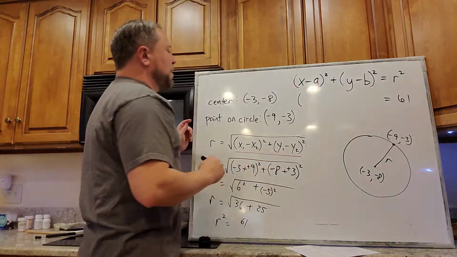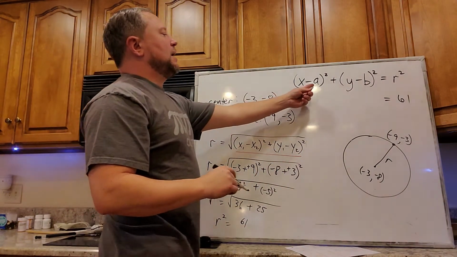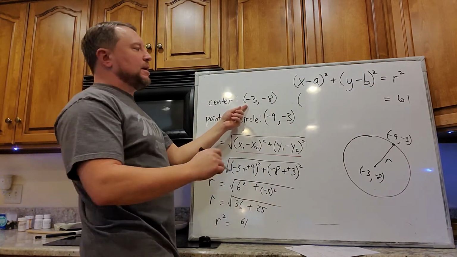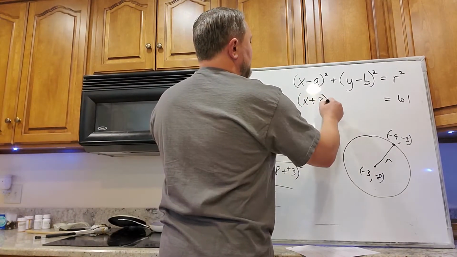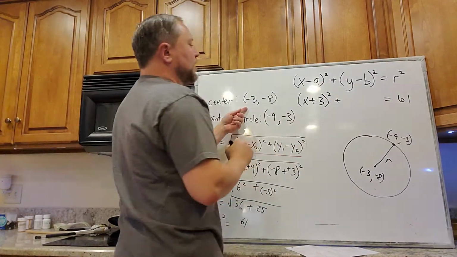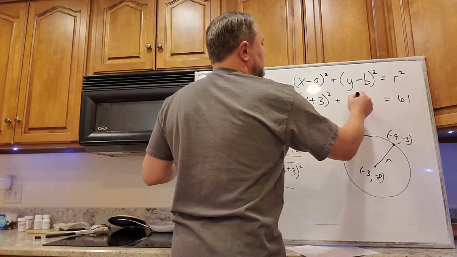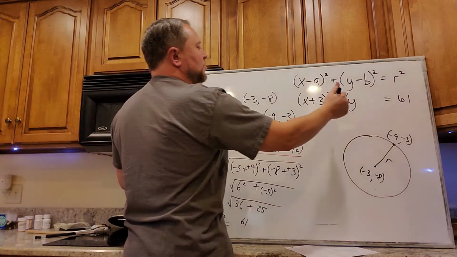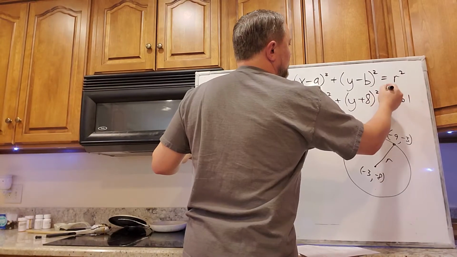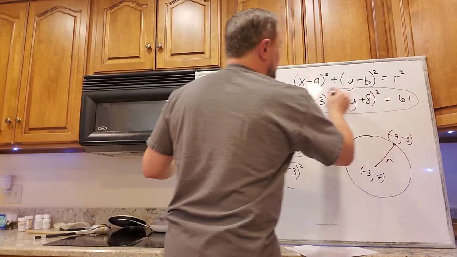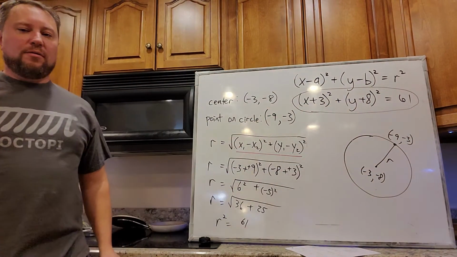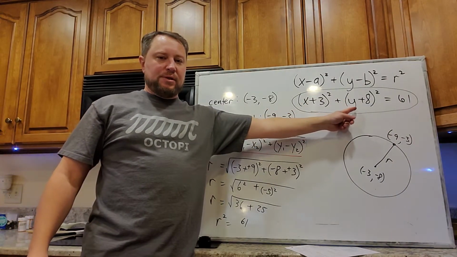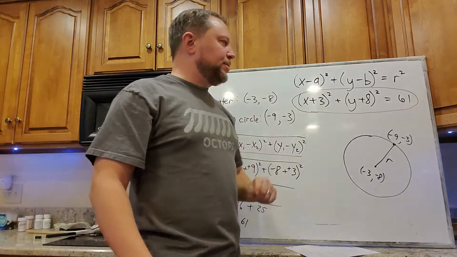And then don't forget to plug back in for your center point the opposite of your x value and the opposite of your y value. So the opposite of -3 would be +3, and square that, plus y plus 8. The opposite of -8 would be +8, squared. So there's my final answer, the equation of the circle: the quantity x plus 3 squared plus the quantity y plus 8 squared equals 61.